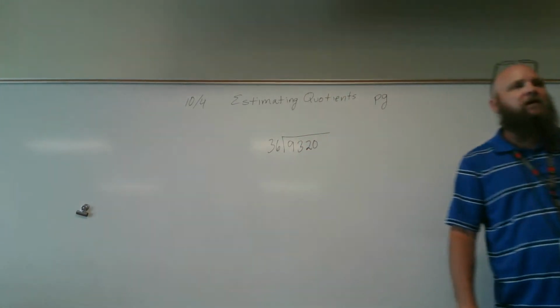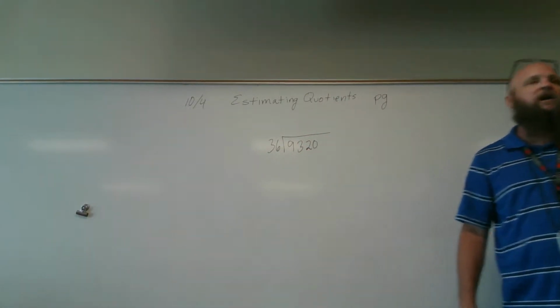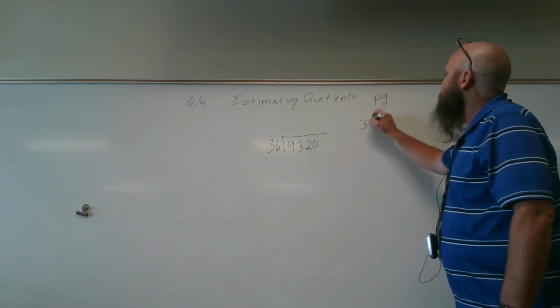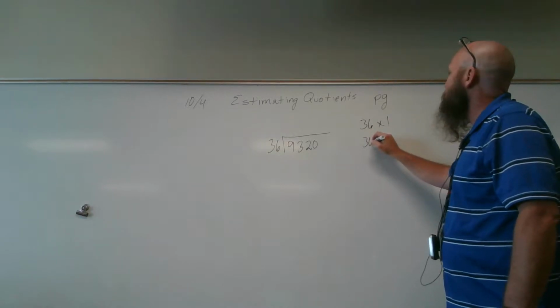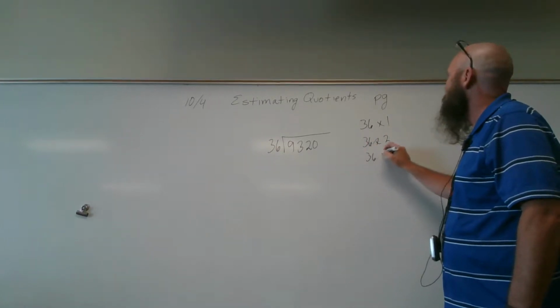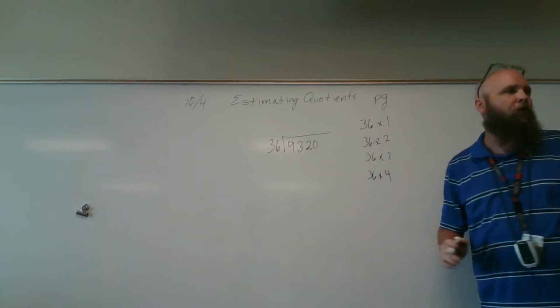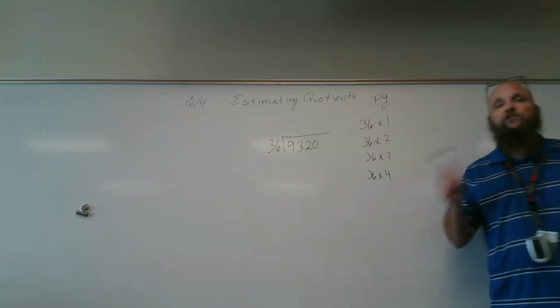And you're like, oh my goodness, two-digit divisors, what should I do? And then you remember, Mr. McMurdo taught me I can do 36 times 1, or 36 times 2, and 36 times 3, and 36 times 4, and list all my multiples of 36. So that was one strategy I gave you.